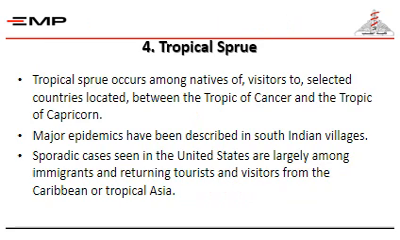Another example is tropical sprue. Tropical sprue occurs among natives of or visitors to selected countries located between the Tropic of Cancer and the Tropic of Capricorn. Major epidemics have been described in South Indian villages, and sporadic cases seen in the United States are largely among immigrants and returning tourists and visitors from the Caribbean or tropical Asia.